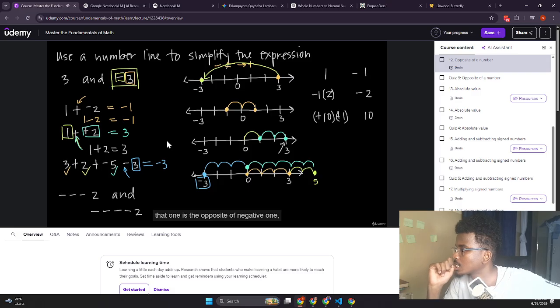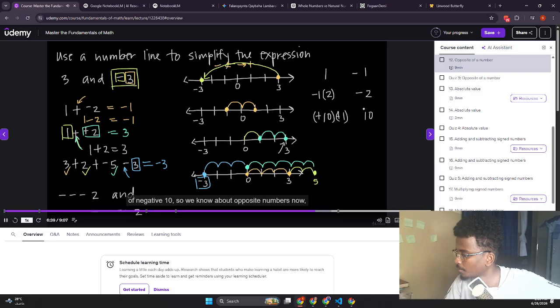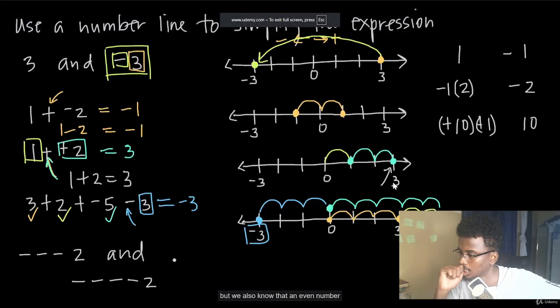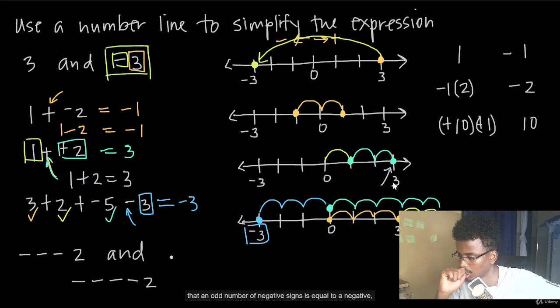the opposite of negative 1, that 2 is the opposite of negative 2, and that 10 is the opposite of negative 10. So we know about opposite numbers now, but we also know that an even number of negative signs is equal to a positive sign, that an odd number of negative signs is equal to a negative. So in other words, if we're trying to simplify these expressions here, we have a negative, negative, negative 2, or a negative, negative, negative, negative 2.